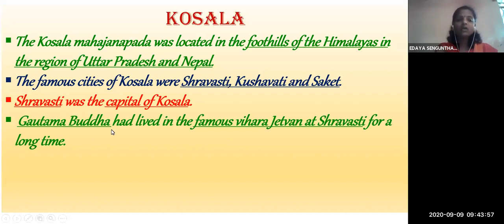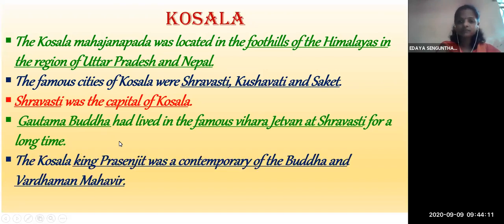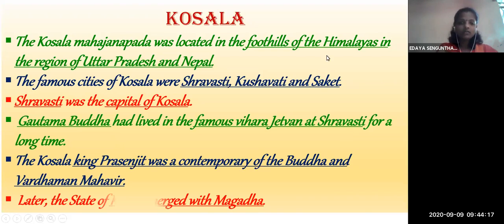Now, Gautam Buddha had lived in the famous Vihara, Jetwan, at Shravasti for a long time. So at a particular place, Shravasti in Kosala, Gautam Buddha lived for a long time. The Kosala king Prasanajit was a contemporary of Gautam Buddha and Vardhaman Mahavir. Now you can ask, Miss, what is contemporary? Contemporary means at the same period of time. Gautam Buddha, Vardhaman Mahavir and King Prasanajit of Kosala lived at the same period of time. That is known as contemporary. Got it?